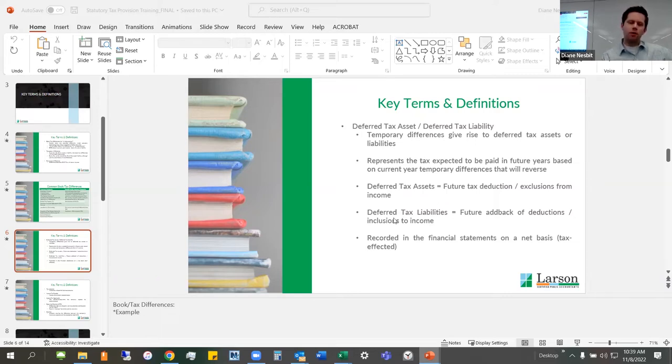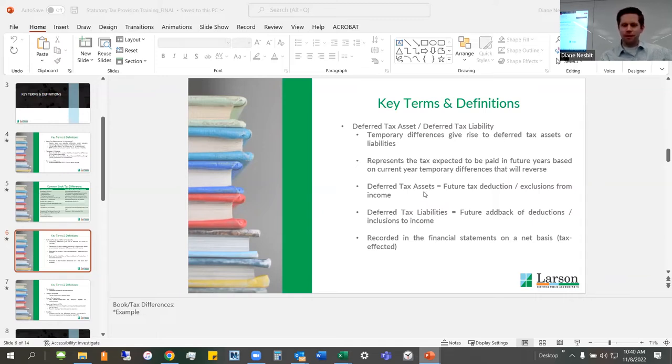And then we talk about them sometimes in terms of gross. We look at what created that DTA or DTL, but then they're always recorded in the financial statements on a net basis. So after you apply the tax rate, which for now is 21%. So it's easy to apply that, though it can be more complicated when it's not all the same rate.